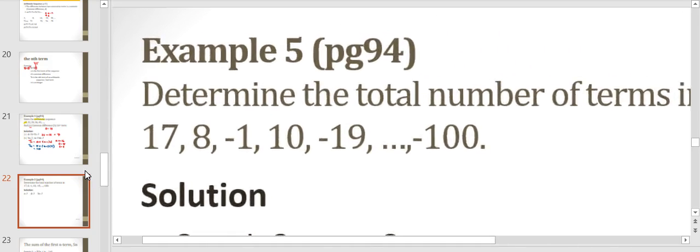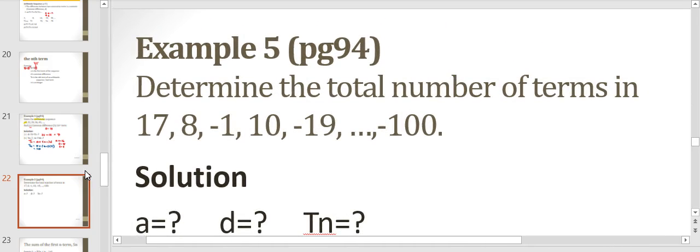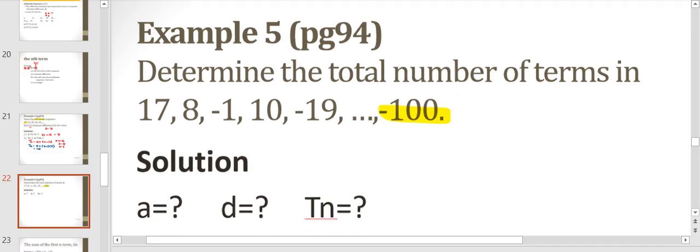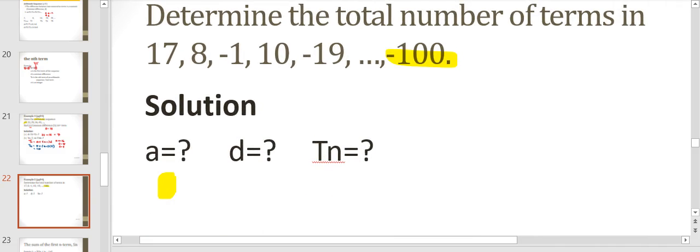Okay, this question asks you to determine the total number of terms. The question already gave you the last term. So again, what is your a? 17. Please remember to state it first. Do remember to state your a is 17, your d, 8.